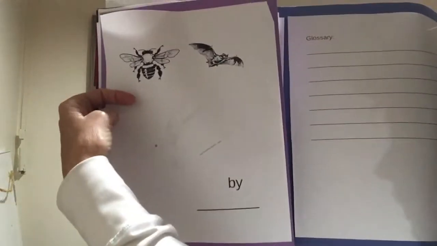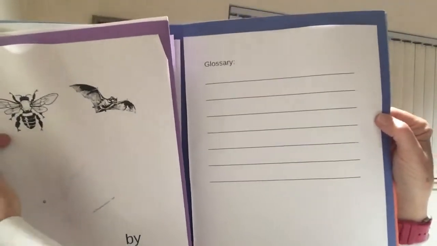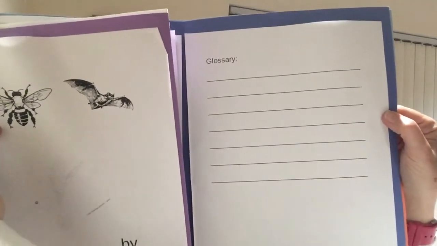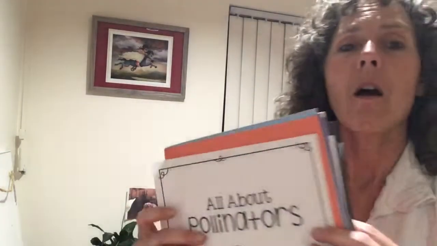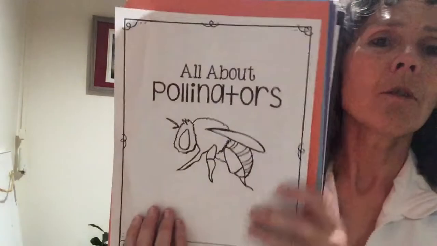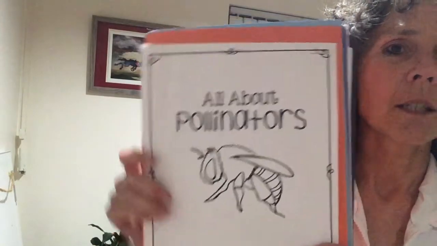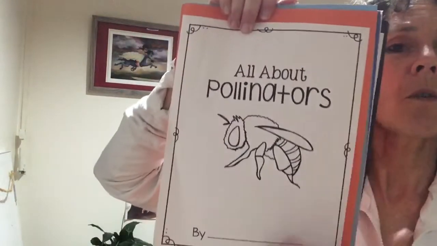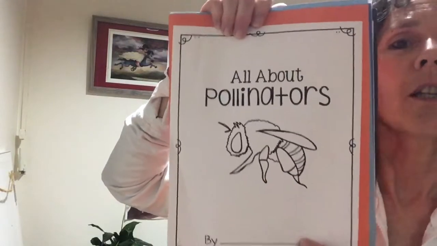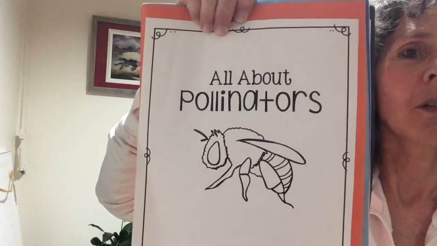After that, you have some extra pages. You can add more drawings. You can add more facts about pollinators. The very last page, you want to put your glossary. And the glossary will be those words that we have learned all about pollinators. Use minimum of 6 words for your glossary. Okay? So those are the things that you have to have in your All About Pollinators report.